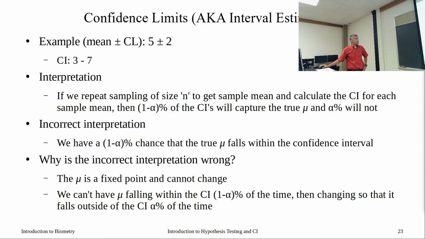And I do go over the incorrect way. We don't say we have a 95% chance that the true mean falls within the confidence interval. That doesn't fly. Our true mean doesn't change. It's a fixed point. What changes is our interval.